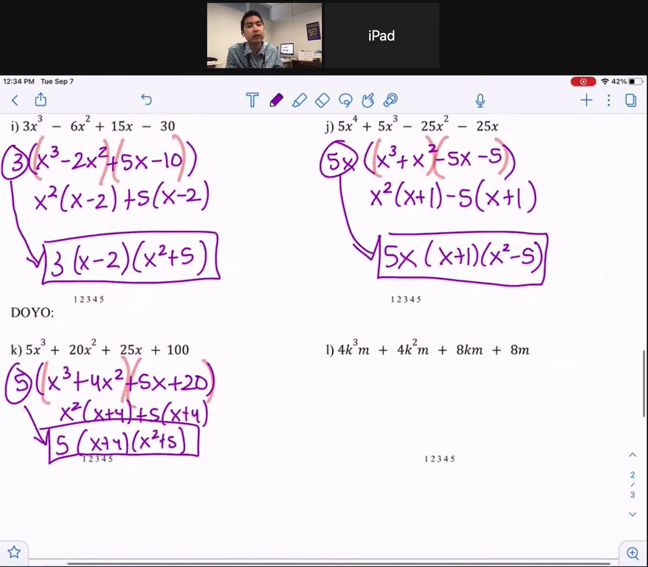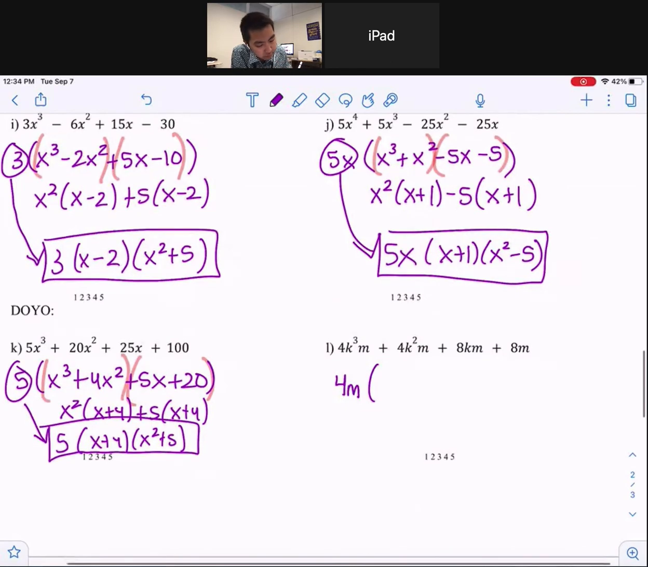And the very last one, L, they all can be factored by a 4 and an m. Right? 4, 4, 8, 8 can all be divisible by 4, and they all have an m variable, so we can factor out an m. So for the first one, we get k to the third plus k to the second plus 2k plus 2.